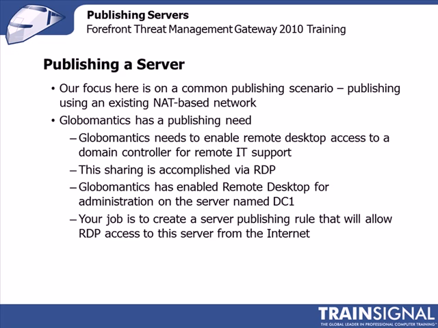This sharing is accomplished via the RDP protocol, a very common way to remotely access servers. As such, Global Mantix has enabled the remote desktop system for administration on the server named DC1. So internally, the machine is already accessible via remote desktop. Your mission, should you choose to accept it, is to create a server publishing rule that will allow RDP access to this server from the internet. Now, let's go over to a Threat Management Gateway Server console and work this magic.